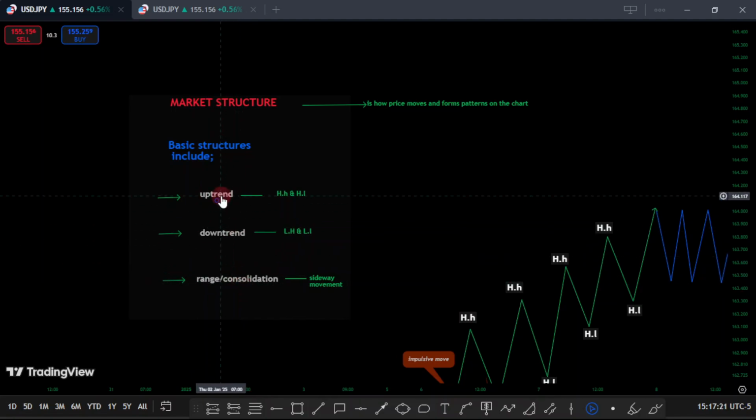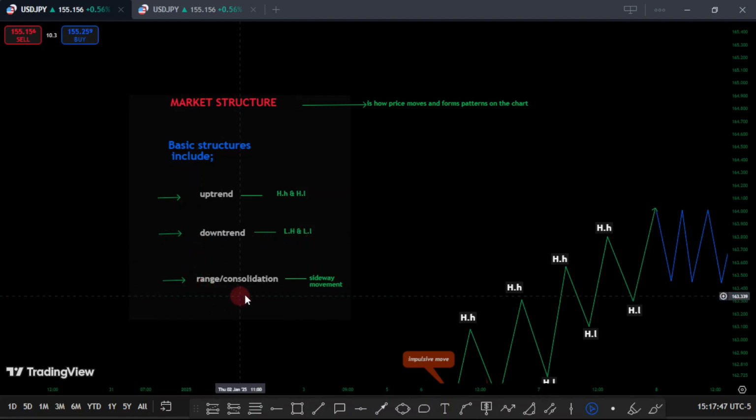What is an uptrend? An uptrend basically is price moving up. Like the name suggests, uptrend, price is moving up. So price is moving up in a series of higher highs and higher lows. Okay, in a downtrend, it does the opposite. Price moves down, creating a series of lower highs and lower lows.